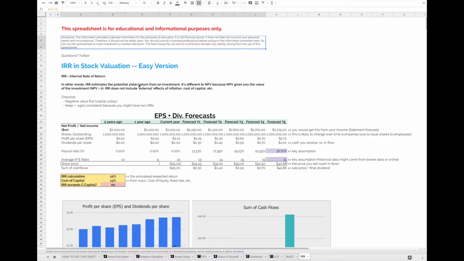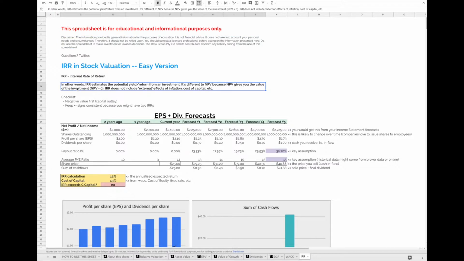Okay, so what is IRR? In other words, IRR estimates the potential yield or return from an investment. It's different to the net present value or NPV because NPV gives you the value of the investment. So what we're looking at is the R in the IRR calculation or NPV calculation when NPV equals 0. If that sounds like finance gobbledygook, it's probably because it is. Basically, IRR is different to NPV because it does not include external effects, hence the word internal. So it doesn't include things like inflation or the cost of capital.